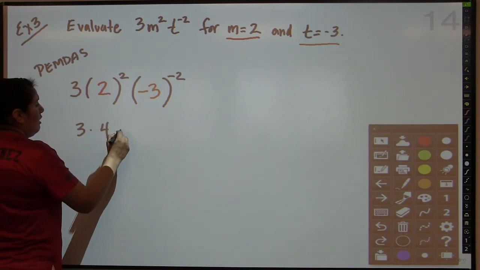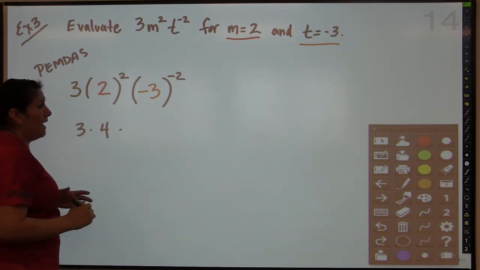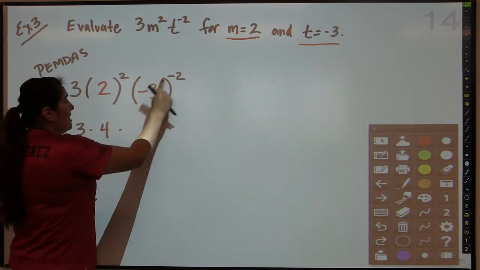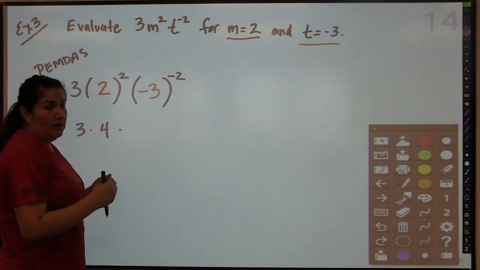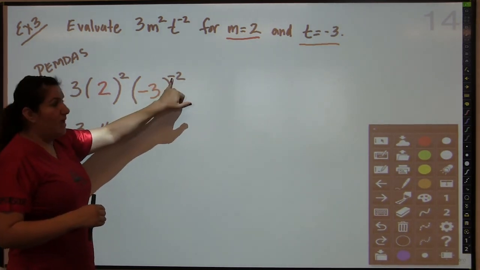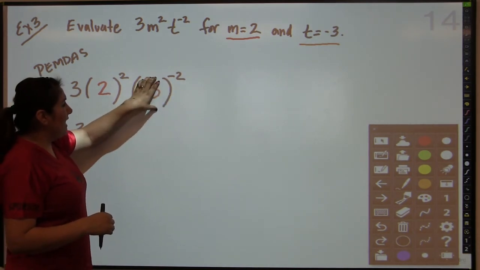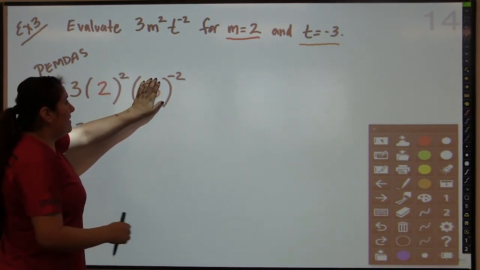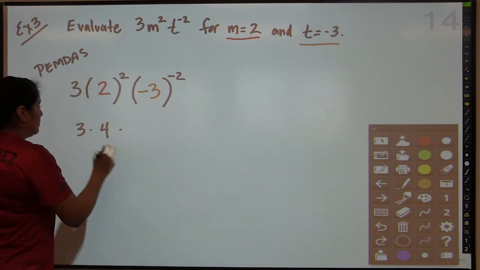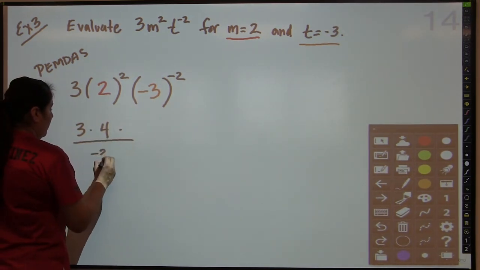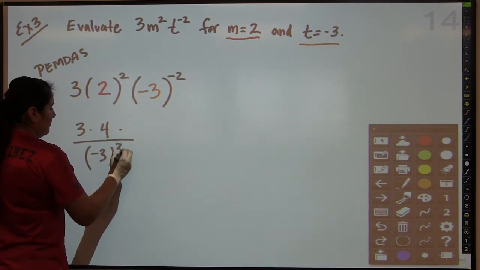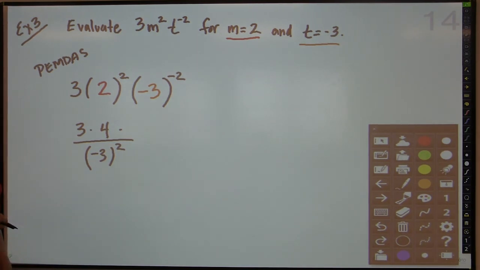Okay? And then here I'm going to take negative 3 to the negative 2 power. Now be very careful that these two negatives do not mean multiply negative 3 times negative 2. It just means that this negative 3 should go to the bottom because it has a negative 2 exponent. So I'm going to actually put the negative 3 on the bottom with a positive 2 as the exponent instead.